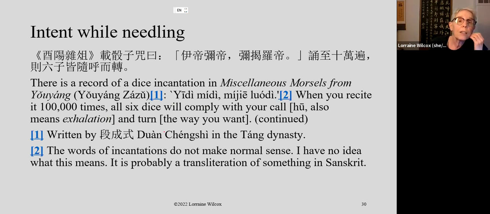Okay, so in some book, there's a dice incantation. In other words, when you're gambling and you're playing a dice game and you want the dice to go the way you want so you win, there's an incantation to give you the power to do that, is what he's saying. The incantation is something like Idi, Midi, Mije, Wodi. And then you'd repeat that 100,000 times. If you repeat it 100,000 times, then all the dice are going to do what you tell them to do. That's what the book says.